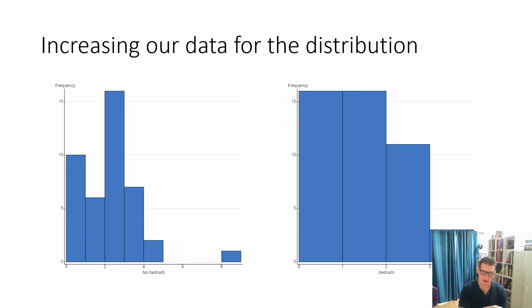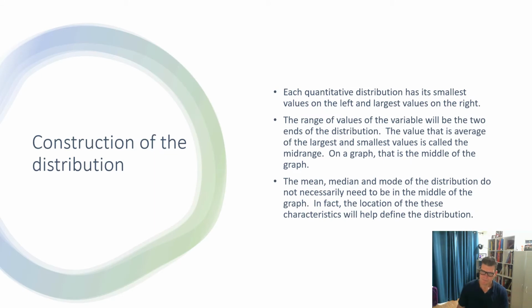Whereas in the no bed rails, we're going to notice that it's more spread out. And that's just what we're doing here: we're placing our data onto a graph of some sort to help us see which values have higher frequencies. Okay, so let's talk about how we construct a distribution, because that should also help us think through how distributions work.